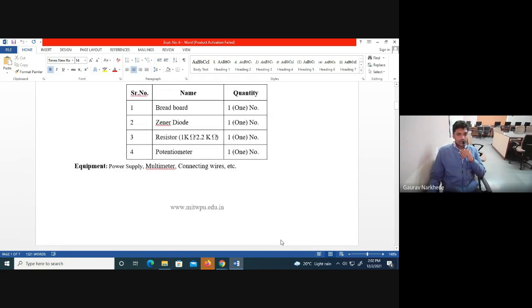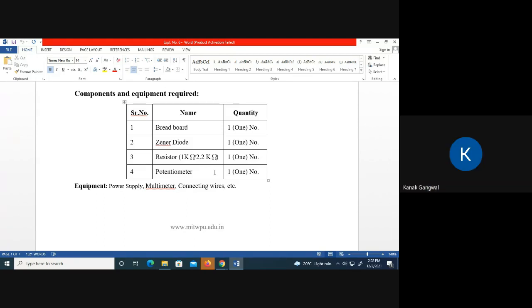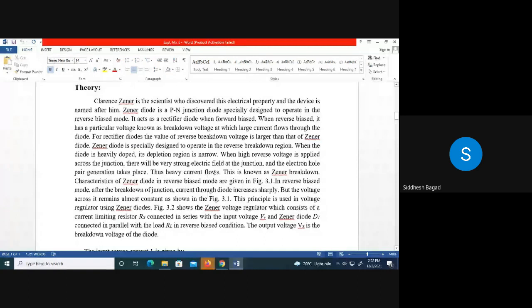Let us say that for this experiment we want a breadboard, Zener diode, resistor, potentiometer, all are available on the Tinkercad software. Tinkercad. Okay, very good.